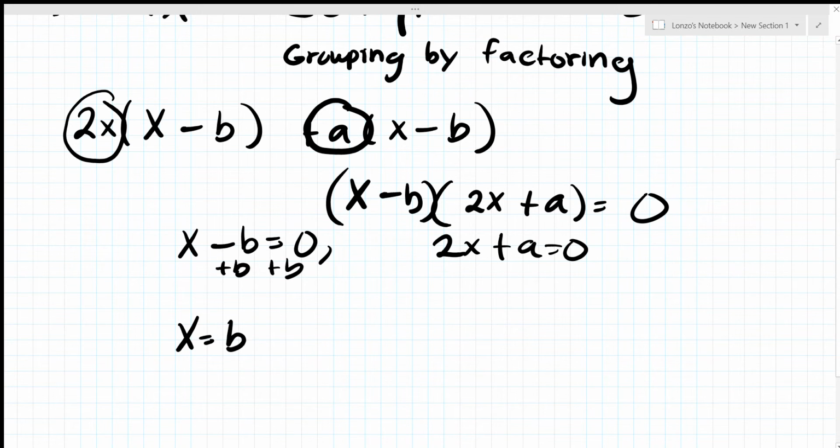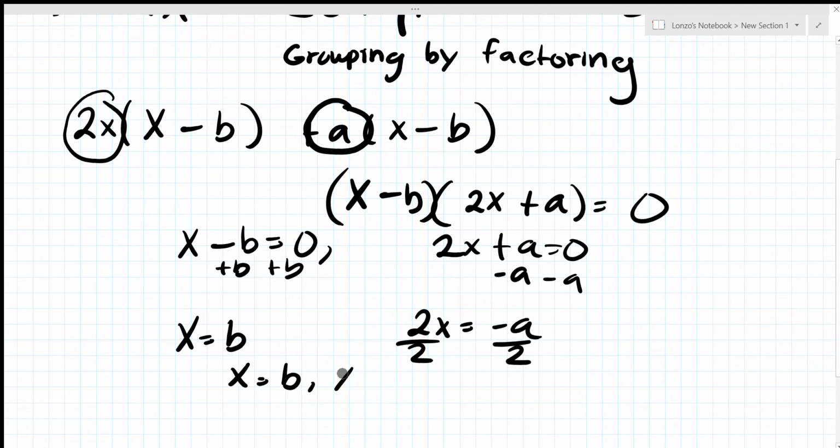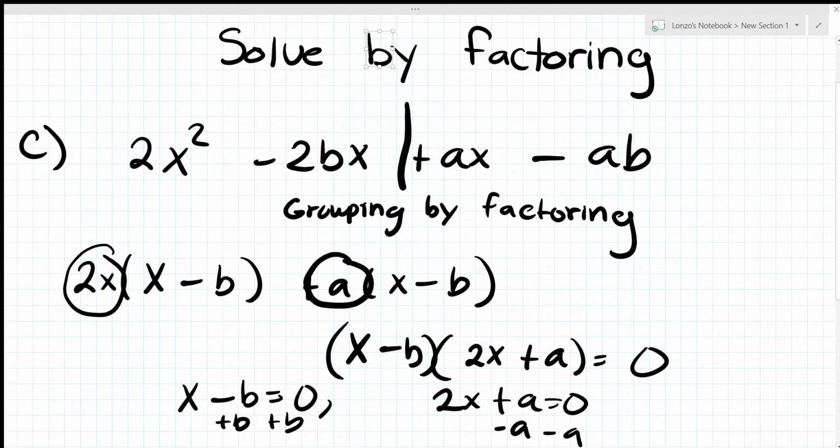X equals b, and then subtract negative a. 2x equals negative a. Divided by 2, divided by 2. So you're left with x equals b, and then x equals negative a over 2. Good. So this is called simple factoring by grouping, and it only works if you have 4 terms, and it only works if this thing repeats or is similar or repeats more than once, and that's how you know factoring by grouping works.